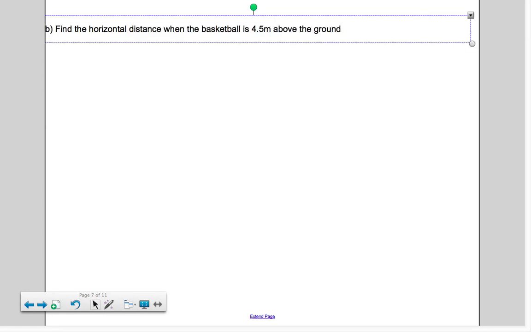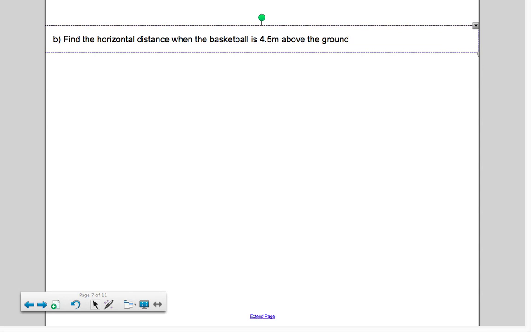So same question. Find the horizontal distance when the ball is 4.5 meters above the ground.